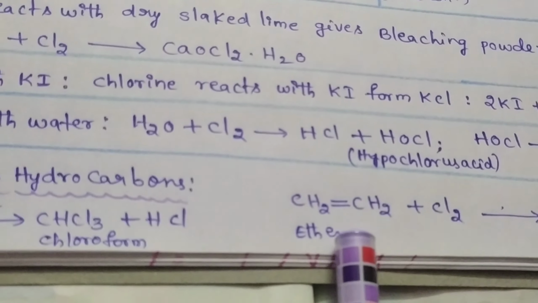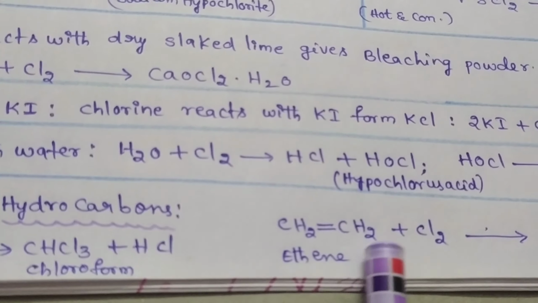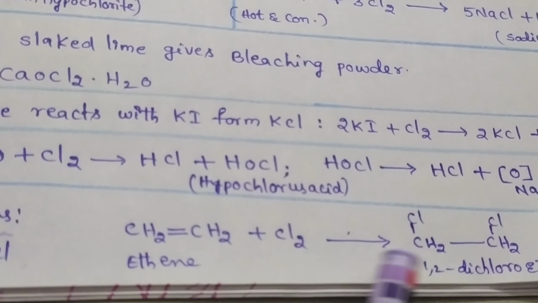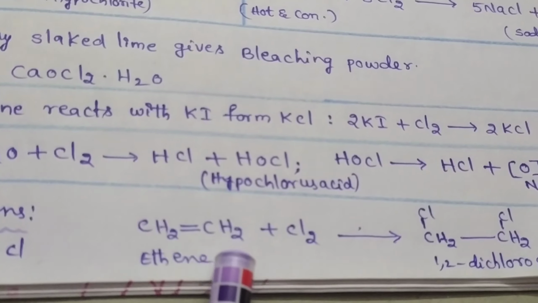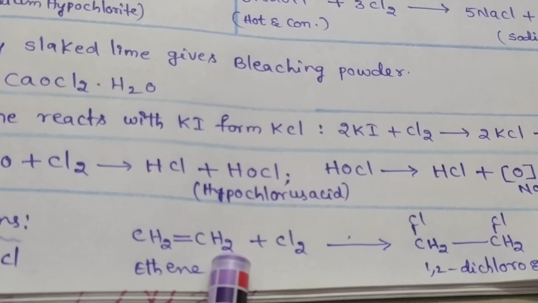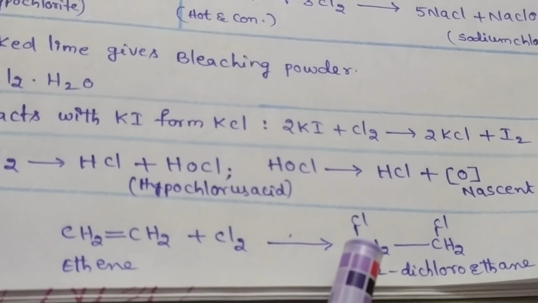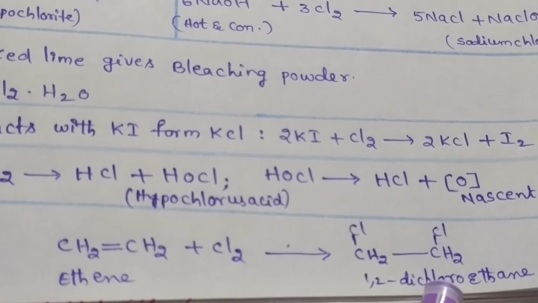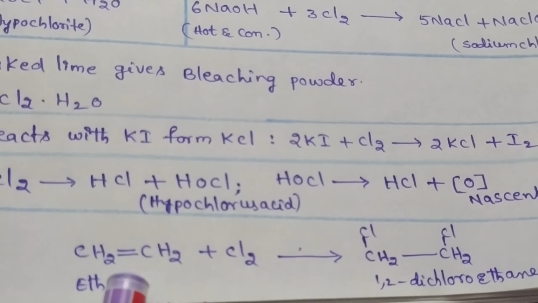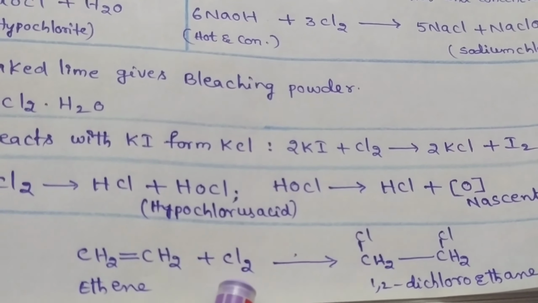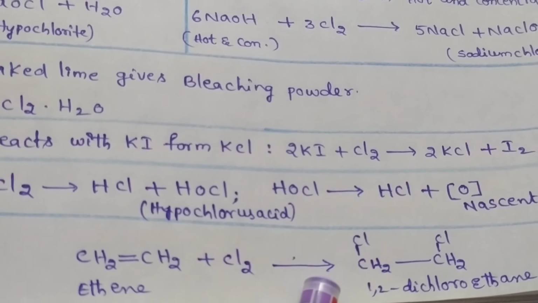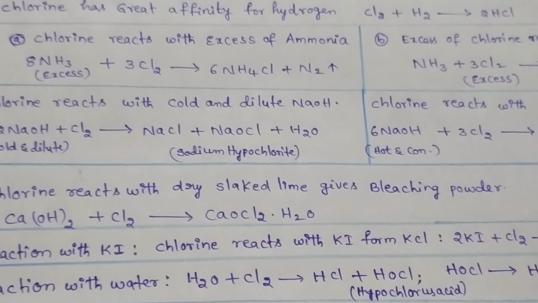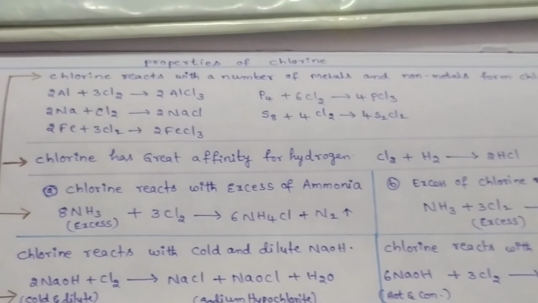When alkenes, that means unsaturated compounds, react with chlorine, they form addition products. Here we can take ethylene as an example. When ethylene reacts with chlorine, it forms 1,2-dichloroethane. This is the addition product. That means unsaturated compounds react with chlorine, undergo addition reactions, and form addition products. These are the chemical properties of chlorine.